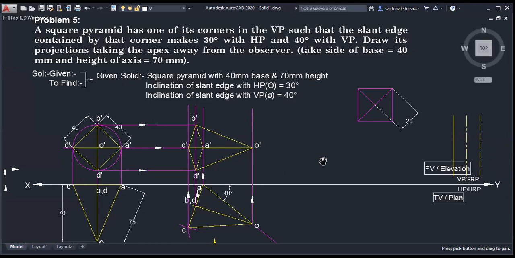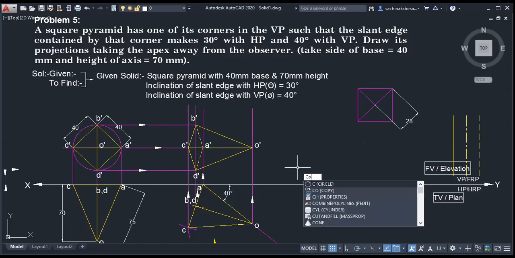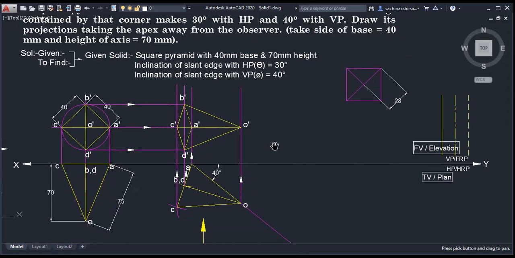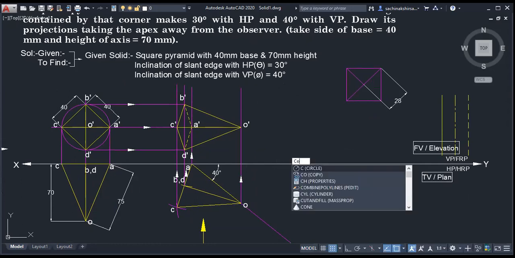Now, while giving this inclination, one condition is told in the problem. Draw its projection taking the apex away from the observer. Which is the apex of this pyramid? Means while giving inclination, that apex should remain away from the observer. That condition is given. It should not come towards the observer.